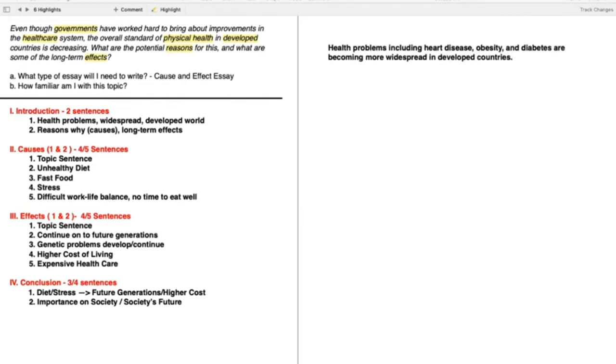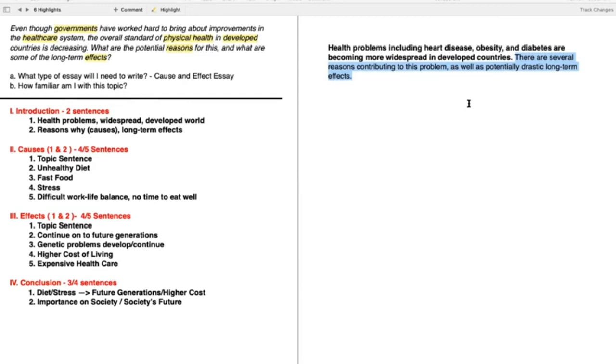Now I'm going to talk about the reasons why. So I'm going to write, there are several reasons, because I'm talking about 2 causes and 2 effects. So several reasons contributing to this problem, as well as potentially drastic long-term effects. Now these are my 2 sentences. I've got my introduction, first introductory statement, and the reasons why. And this sentence here sets the stage for the causes and the effects.